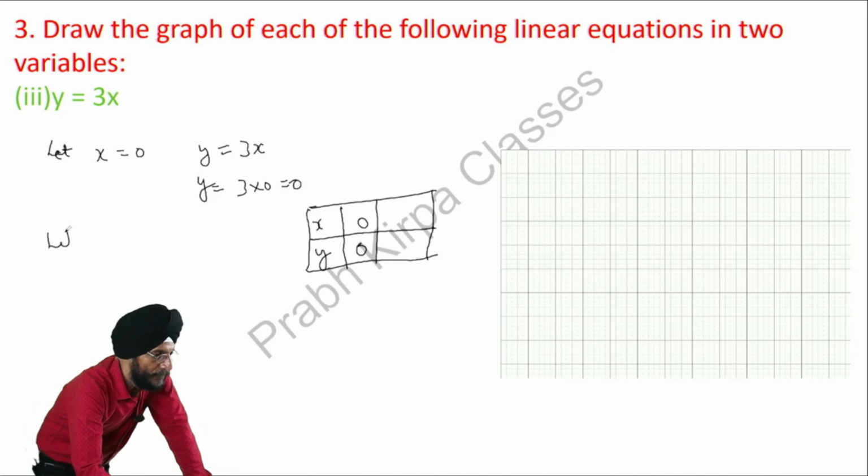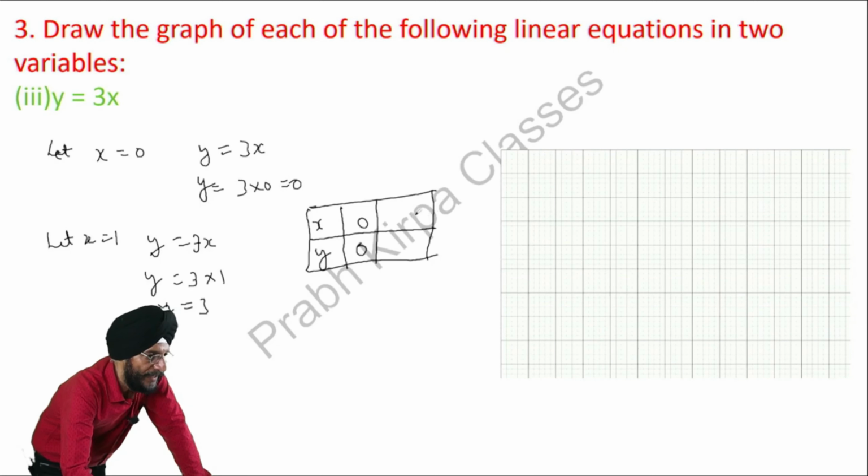Now we will assume let x is equal to 1. What happens? The equation given is y is equal to 3x. So y is equal to 3 into 1, y is equal to 3. Now when x is 1, y is 3.